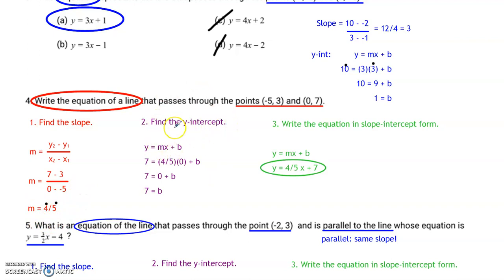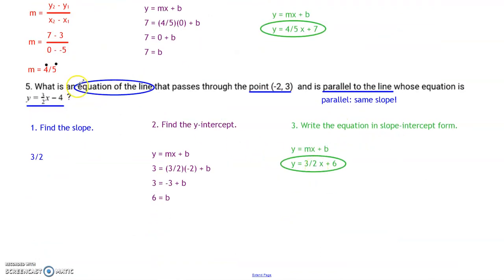Then I found the y-intercept. In this case, it was pretty straightforward to find the y-intercept because, well, they gave it to us. (0, 7) is the y-intercept. But when you substitute it in, you find out that b is equal to 7. If you didn't observe that this was the y-intercept, you still could have gotten the answer. That might have been just a little shortcut for you. And then for step number 3, you write it in slope-intercept form by identifying the slope and then the y-intercept.